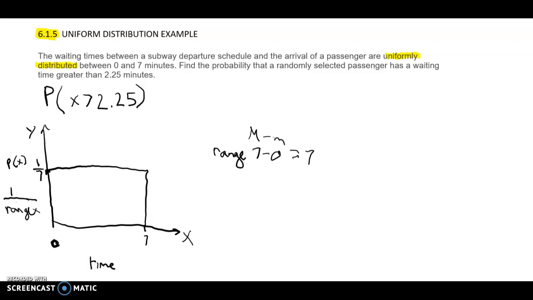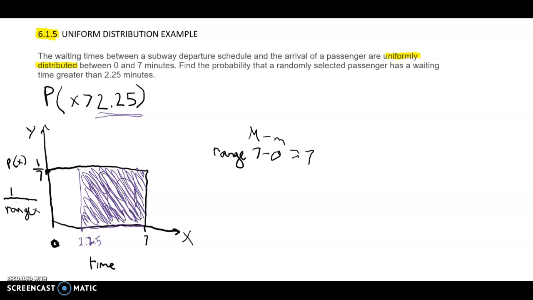So we're trying to find the probability that x is greater than 2.25, sorry, so that means it could be at 2.25 or greater all the way up to 7, because that's where our distribution ends. So I'm going to shade in this area, because this shaded area represents our probability.